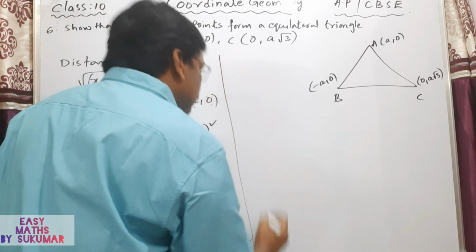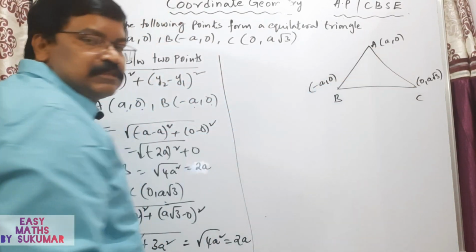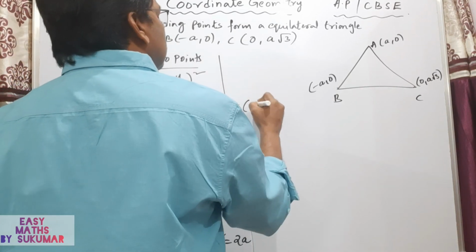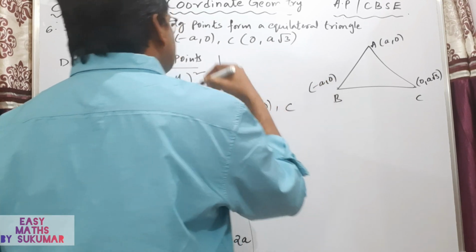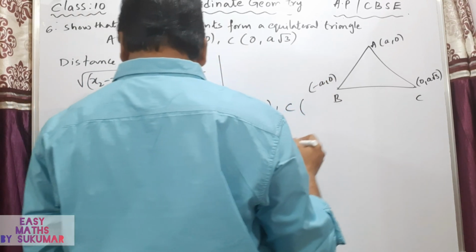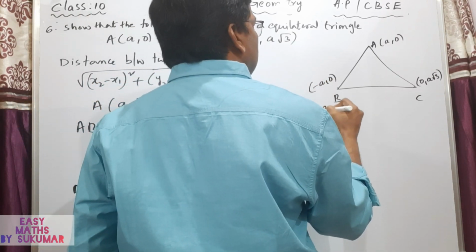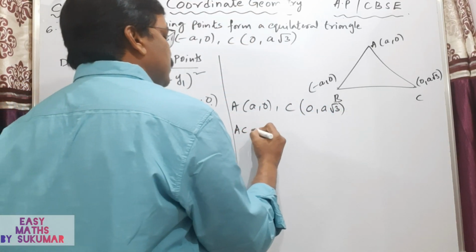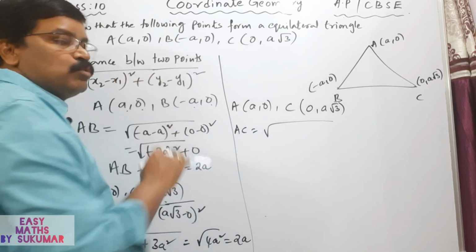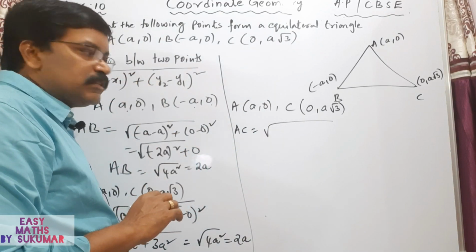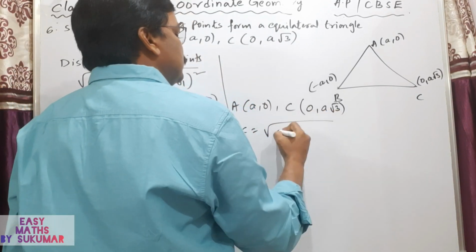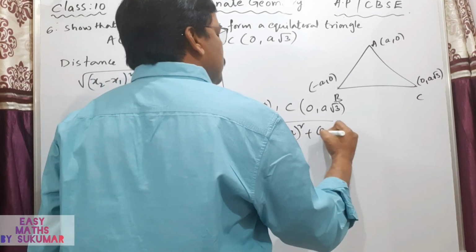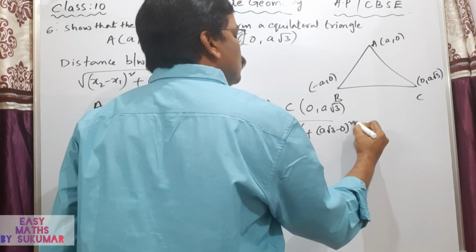And the third one is here. We have to find the length of the third side AC. So what is A here? This is small a comma 0 and C is 0 comma A root 3. So again we use the distance formula. That is root of x2 minus x1 whole square plus y2 minus y1 whole square. So here this is 0 minus A whole square plus A root 3 minus 0 whole square.